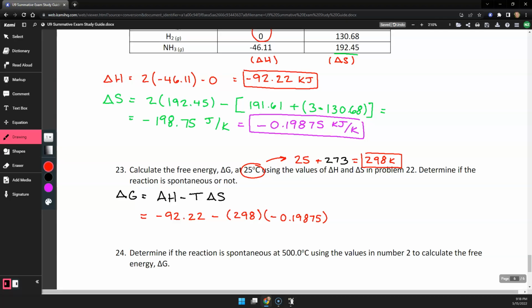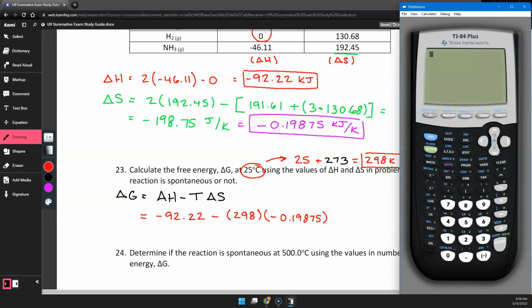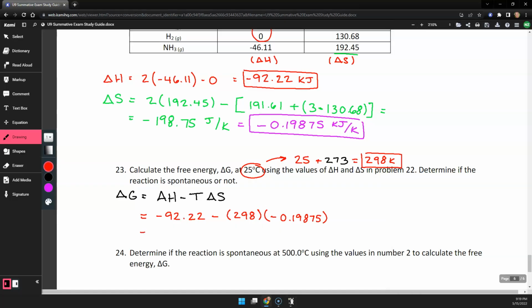All right, let's plug this all in. Negative 92.22 minus 298, and we have negative 0.19875. And we got an answer of negative 32.99 kilojoules. If our answer is negative, it's going to be spontaneous. If it's positive, it would be non-spontaneous.